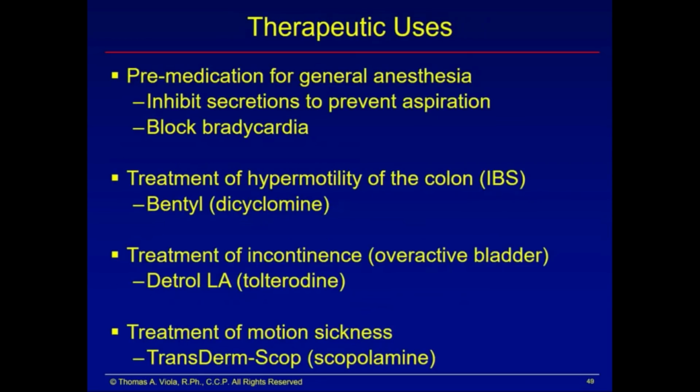So what do we use these drugs for? Well, if you've ever had surgery, you know that's exactly what they do. They give you a drug like this to dry you out, inhibit secretions from your nose and your mouth so that you won't aspirate them while you're under general anesthesia. How about you've got hypermotility of the colon, irritable bowel syndrome? Well, why don't we shut that down? Give you an anti-PANS drug for that. Same thing with incontinence, an overactive bladder. Give you a drug that stops the flow, like Detrol LA. And even if you get motion sickness, Transderm Scop, the patch of scopolamine, does a very good job in treating that part of the brain that causes motion sickness. And it does so because of its PANS activity and the fact that it can get into the brain.